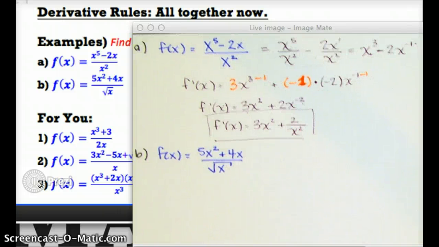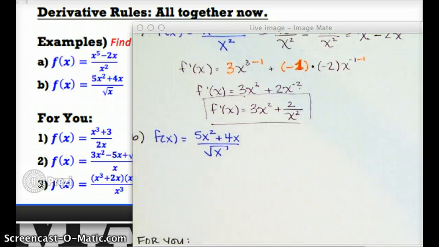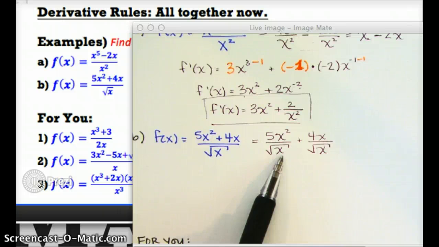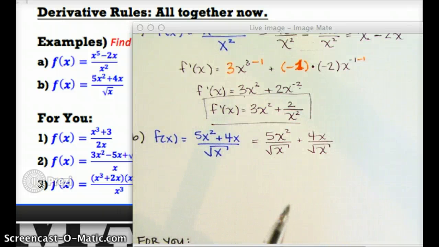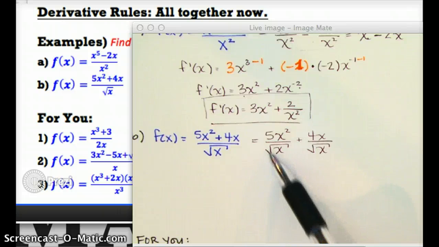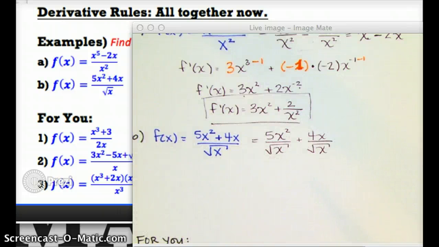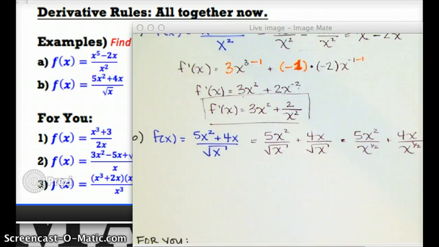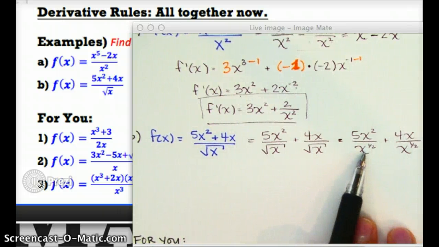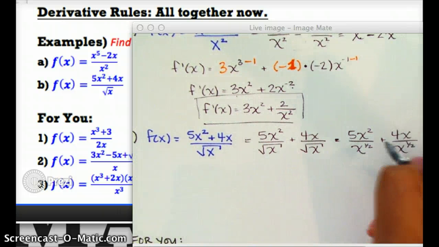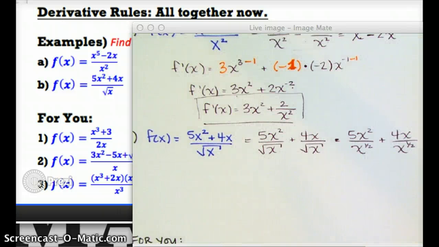Let's try b. Just like before, my goal is going to be to rewrite this using some power functions. So I'll split it in two fractions. And this may not immediately look helpful because we can't simplify it, but you might remember one other thing that's going to be the key to this problem, which is that a square root is really just a 1/2 power. So technically what I have is 5x squared divided by x to the 1/2, and 4x also divided by x to the 1/2.